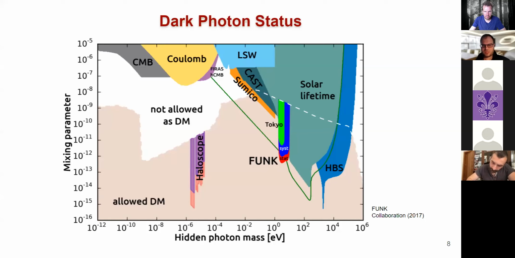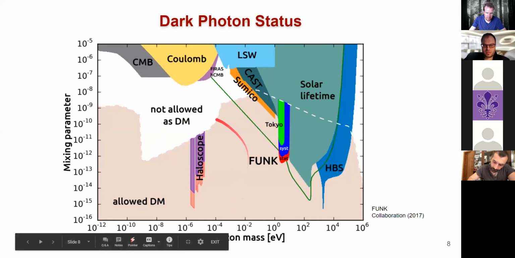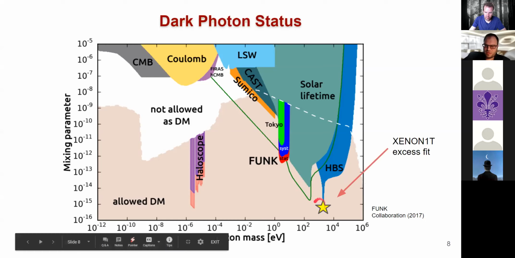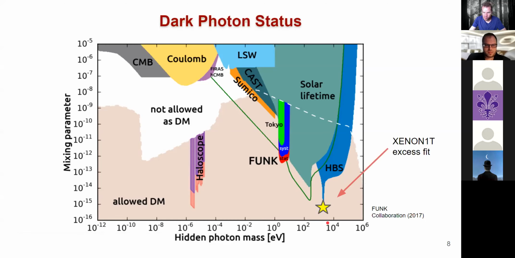There are various different regimes of interest. The various haloscopes and the regime that I will be describing next lie right here in the allowed dark matter regime. There are some cosmological bounds right here, and then there are also bounds from astrophysics: the solar lifetime, horizontal branch stars, and so on. But this is basically the status. And right here is where you can fit the XENON1T excess.